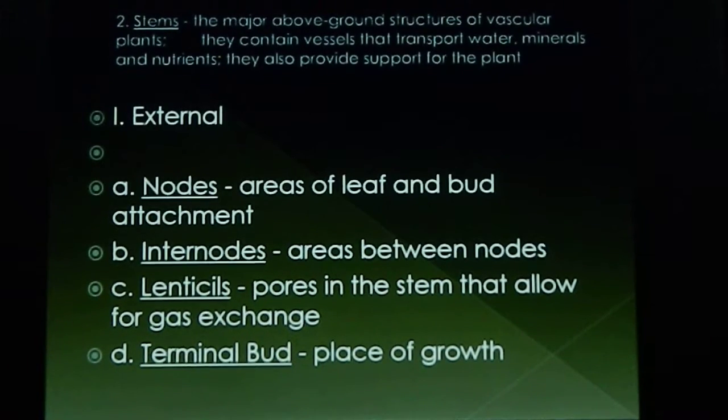Externally, there are several structures in the stem. There are nodes. Nodes are the areas where the leaf is attached to the stem. All right. The places between these leaf attachment areas are called internodes. And lenticels are little pores in the stem that allow for gas exchange. And then at the end of the stem, there is a bud called the terminal bud, and this is where the major growth of the stem occurs.